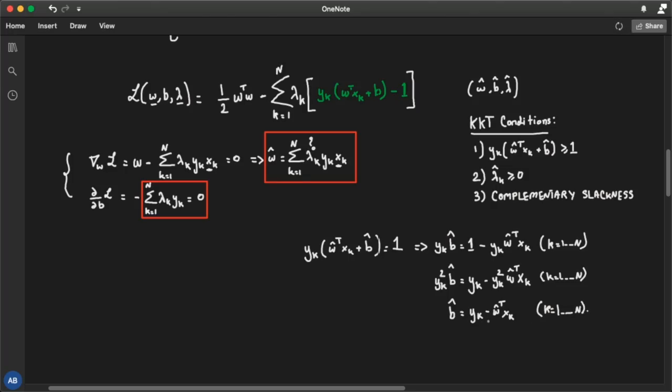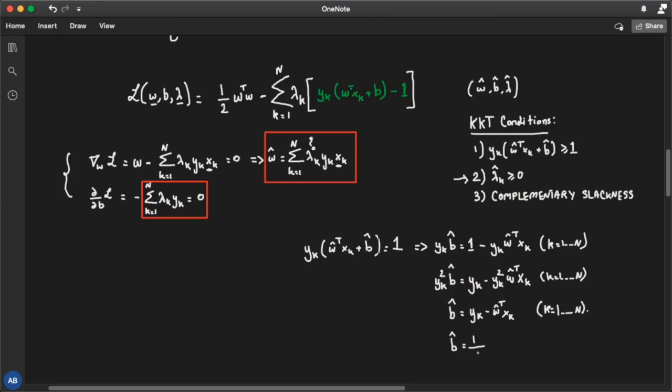Now, this gives you an estimate using only one training instance, xk, yk. However, we can use all my training instances, so it's preferred to take an average over all such terms to robustify the quality of estimation of b hat. But that's where the second KKT condition comes into play. We're not going to take all of them from 1 to n. No, we're going to take the ones that give us a positive lambda k.